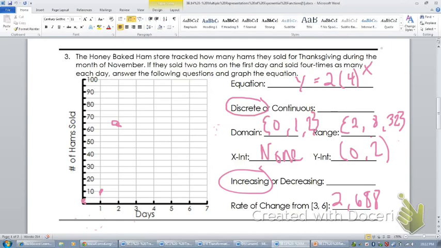All right, x-intercept, there is none. Y-intercept 0, 2. The graph is increasing, and this is my rate of change down here. Okay. All right. So good luck. You don't need it for today. Finish the rest of the work.